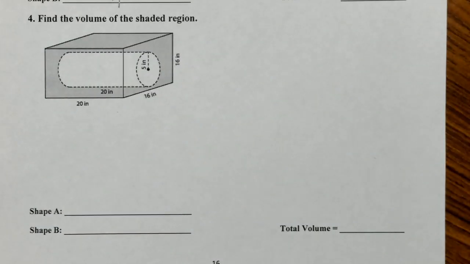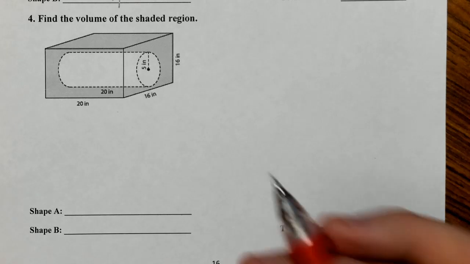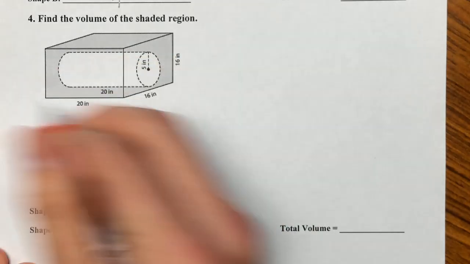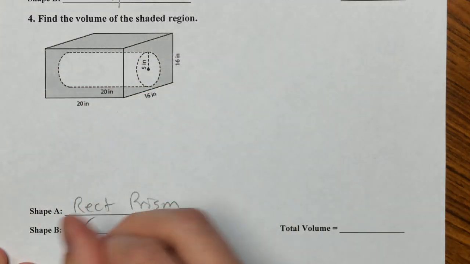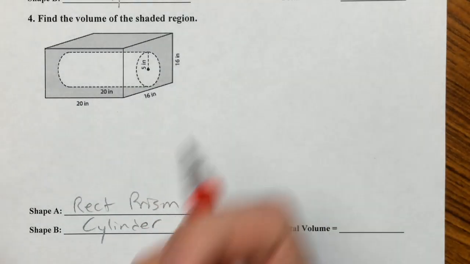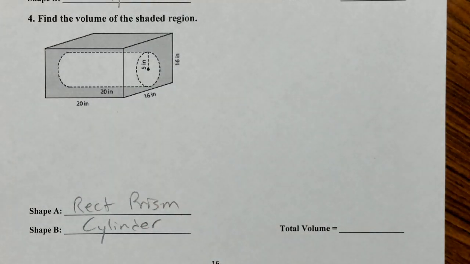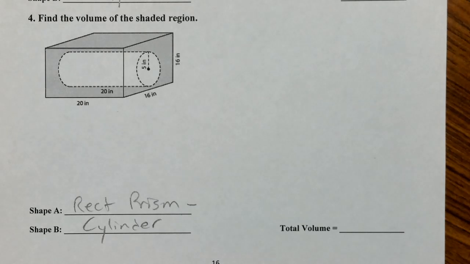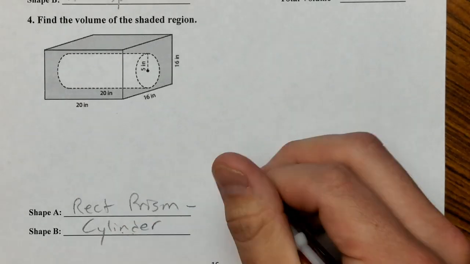When we take a look at this last one, it says find the volume of the shaded region. So I notice that shape A, I can make a bigger shape, is a rectangular prism. And then the shape inside of that is a cylinder. We can discuss what's happening here. I notice that the cylinder is being taken out of my shape this time. So instead of adding my two products together, I need to find the volume of my rectangular prism, and then I'm going to subtract the cylinder this time.